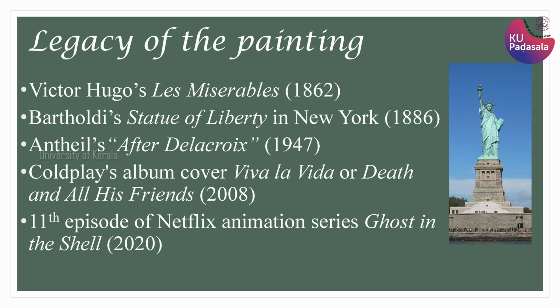This painting was an inspiration to later artists. For example, Victor Hugo's famous novel Les Miserables, published in 1862, it is said that he was influenced by this painting. And again, the Statue of Liberty that you find in New York City, a gift from the French government to the American government, and the French artist Bartholdi was inspired by this painting, Liberty Leading the People. Again, another musician, an American musician, George Antheil, his Symphony No. 6 was named after Delacroix, and it is said that if you listen to this musical composition, you can actually feel the movement of liberty, liberty leading the people.